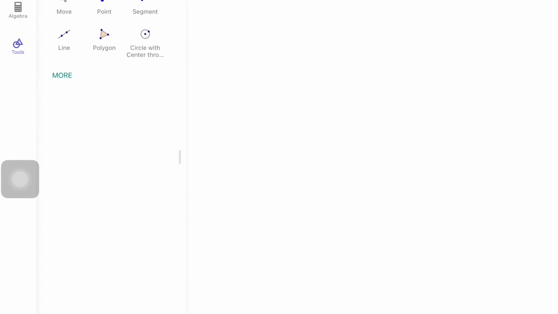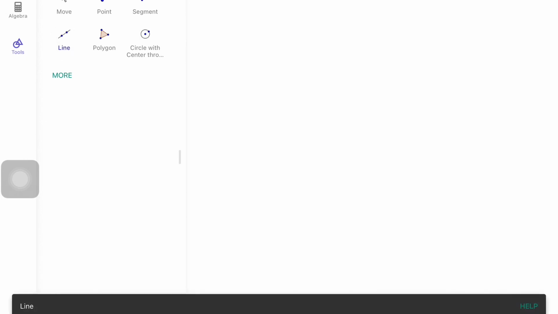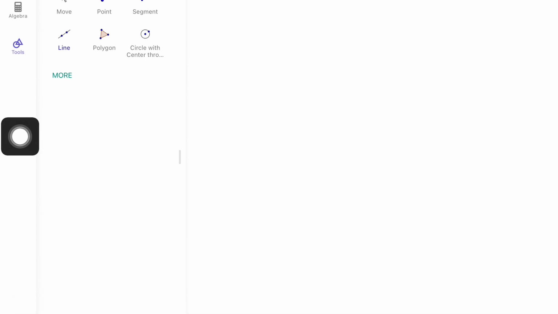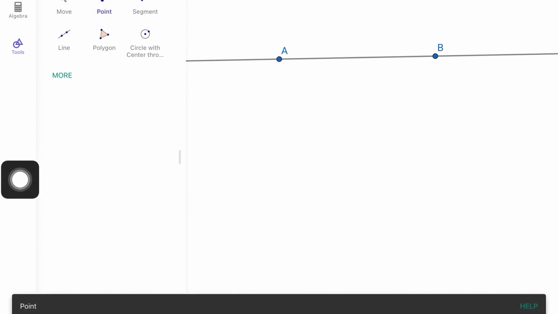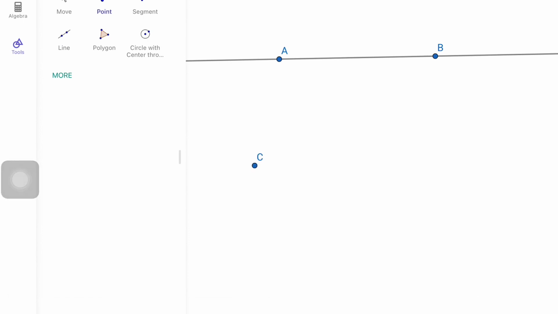So the first thing you need to do is choose the line tool. That's right here. And you're going to tap twice on your screen to make line AB. And at any time if you mess up, you can always do undo right up here at the top. Okay, now I want you to choose point and place a point below the line.